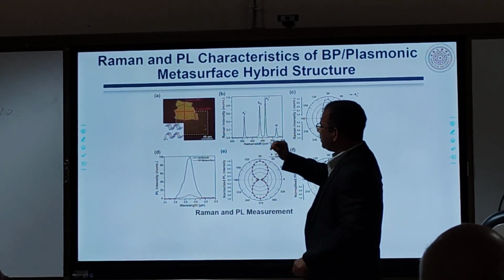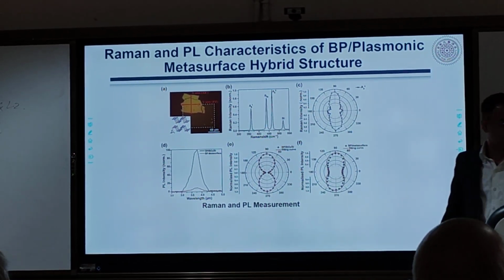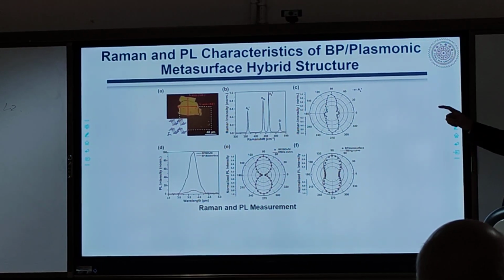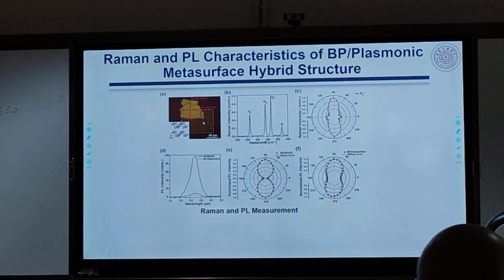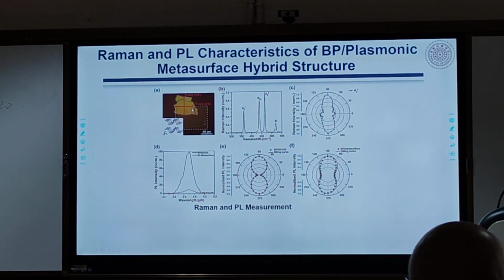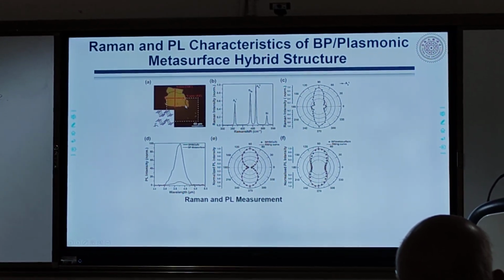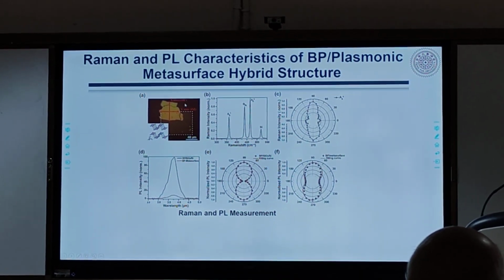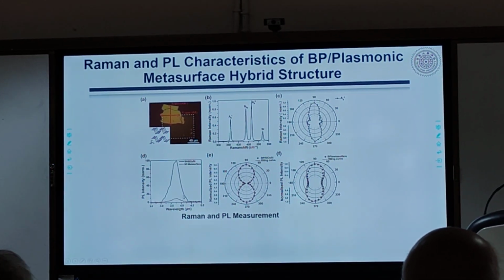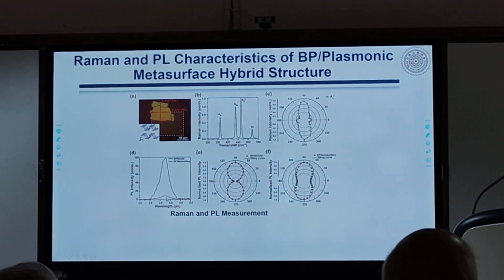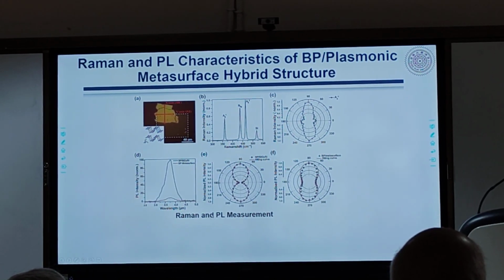Next, we have probed these two positions, basically here and here. Maybe I can use the mouse. So here we have measured the PL at two different positions. We found that photoluminescence here is very high, and once we hybridize, it is getting quenched, which is due to the dipole-dipole interaction and the plasmonics and excitons.